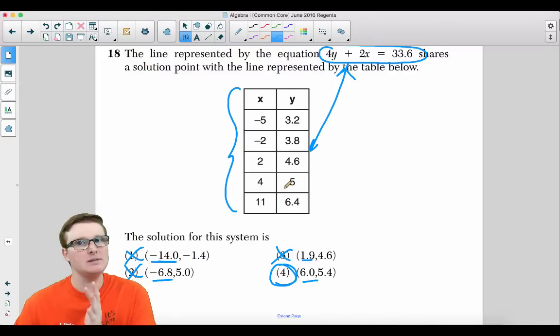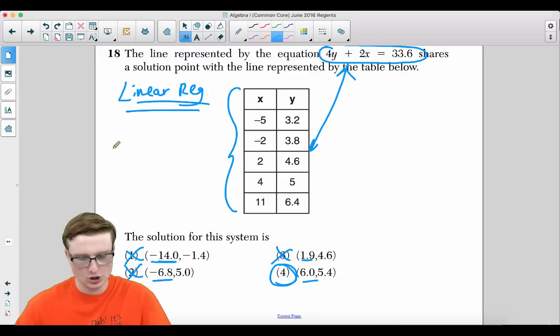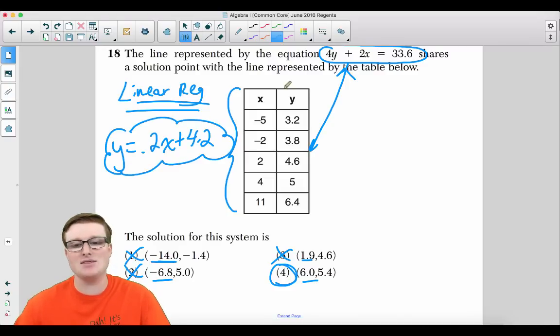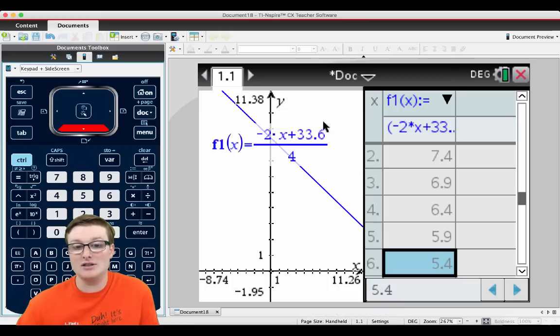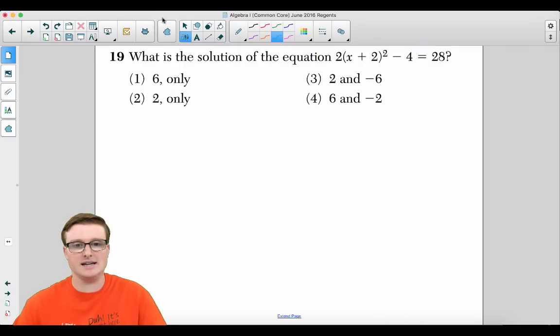But if you want to be 100% sure, type this into your calculator and get the linear regression curve, and your curve would be y is equal to 0.2x plus 4.2. Just take my word for it. If you graph this and this, you will get that point, 6.0, comma 5.4. But since this is the only point that even lies on the original line that we just got, that's your answer. Okay? Moving on to 19.